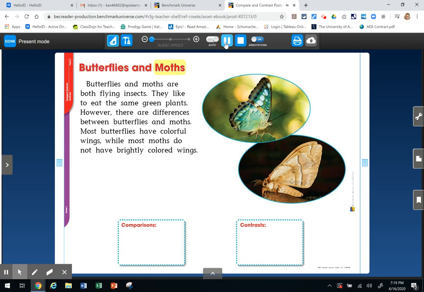Butterflies and moths. Butterflies and moths are both flying insects. They like to eat the same green plants. However, there are differences between butterflies and moths. Most butterflies have colorful wings, while most moths do not have brightly colored wings.